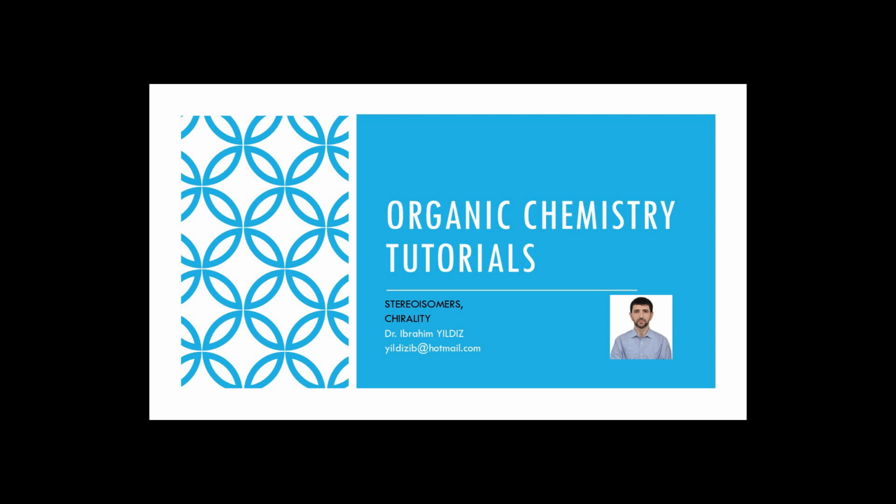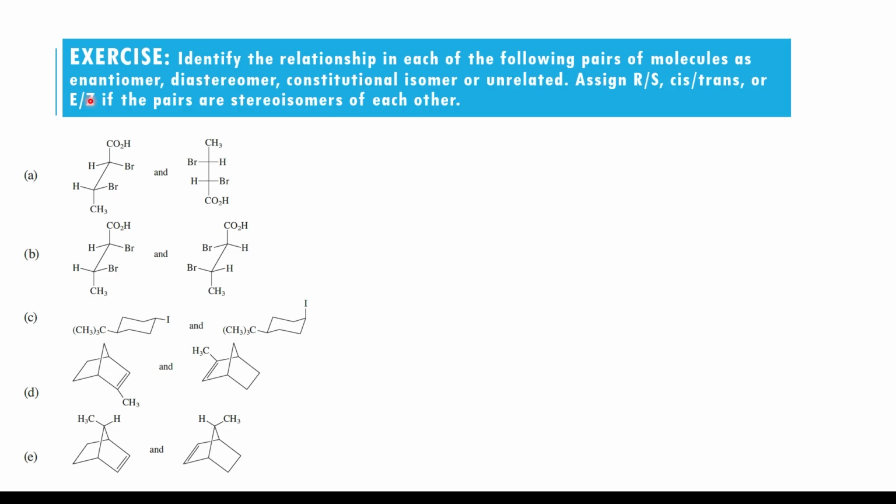Hi, in this tutorial we have an exercise related to stereoisomers. The question in the exercise is: identify the relationship in each of the following pairs of molecules as enantiomer, diastereomer, constitutional isomer, or unrelated. Assign R or S, or cis-trans or E/Z, if the pairs are stereoisomers of each other.